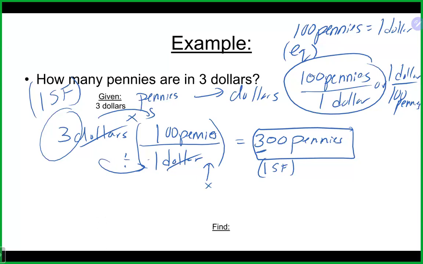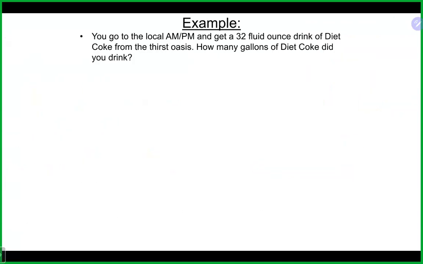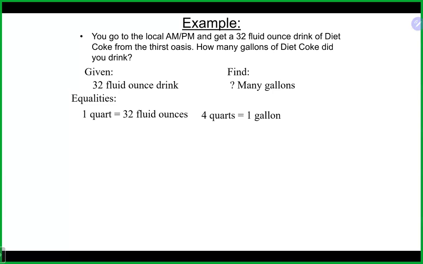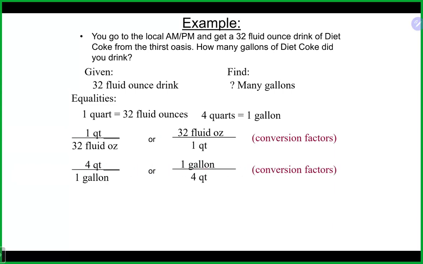All right, let's try one here. All right, you go to local AM PM, you get yourself 32 fluid ounces of Diet Coke from the Thirst Oasis. Of course, everybody goes crushed ice, right? Nobody goes cubed, right? Crushed ice is the way to go. How many gallons of Diet Coke did you drink? Here are some equalities that might be helpful. And obviously our conversion factors we could get from those equalities. So why don't you take a moment there and see what you end up with.